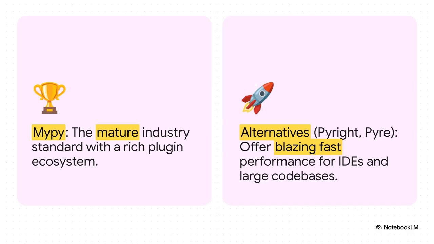Now, while MyPy is the classic choice, and it has a huge ecosystem, it's good to know about the alternatives. Pyright from Microsoft is crazy fast. It's actually what powers the type checking inside VS Code. And Pyre from Meta is also built for pure speed on massive code bases. But for most projects, MyPy is a fantastic place to start.